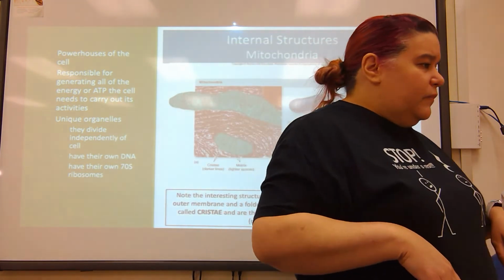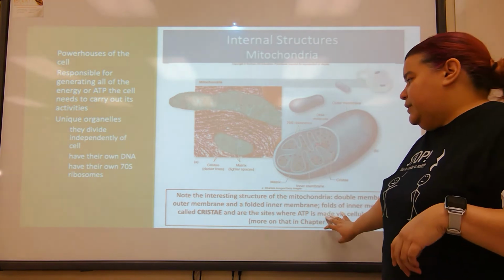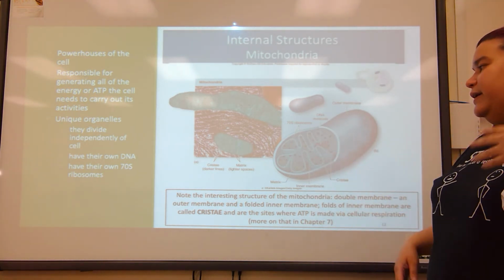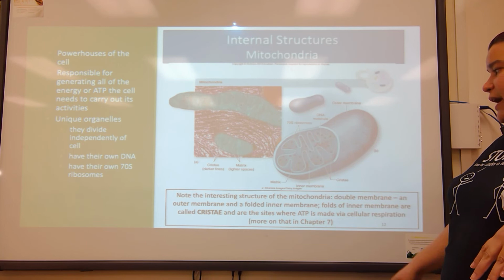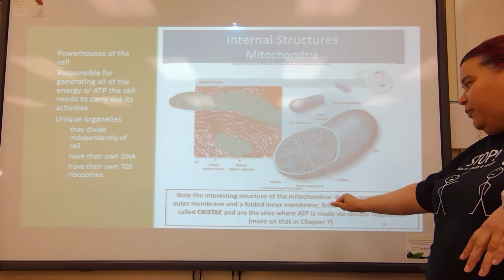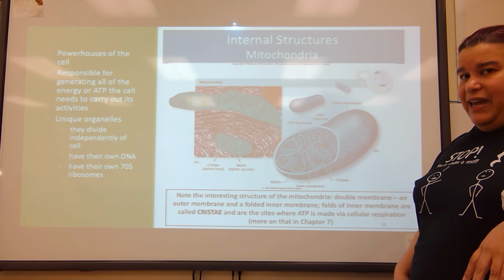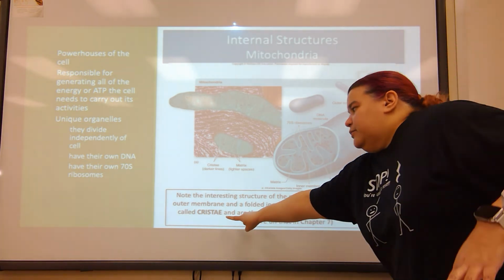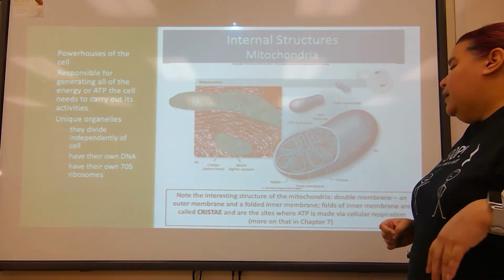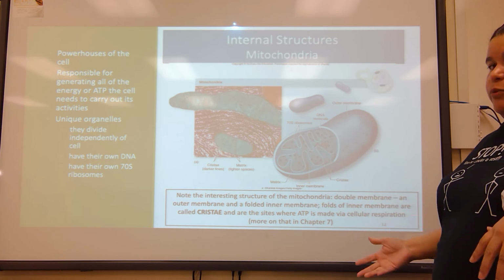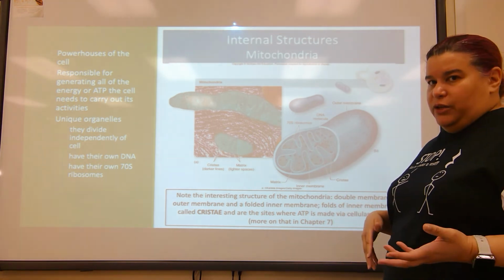Okay. Note the interesting structure of the mitochondria, the double membrane: an outer membrane and a folded inner membrane. The folds in the inner membrane are called cristae, okay? Cristae. And they're the sites where ATP is made via the process of cellular respiration.